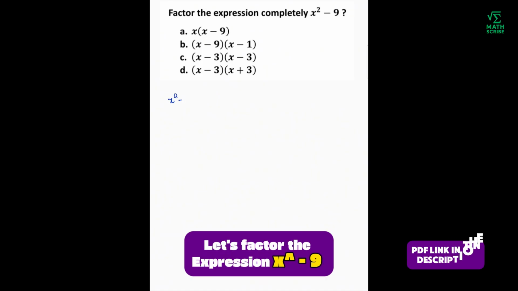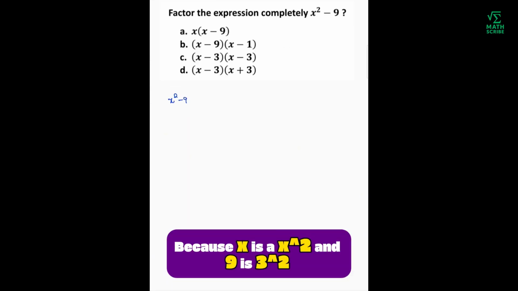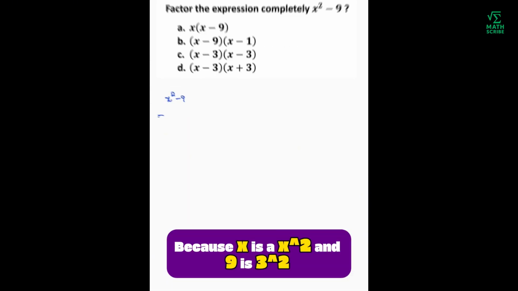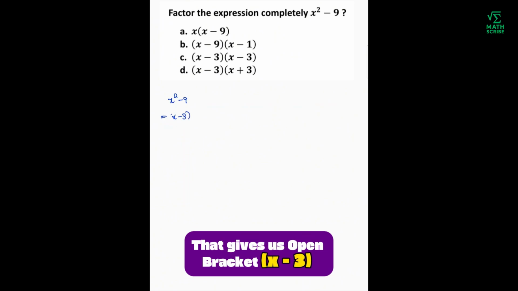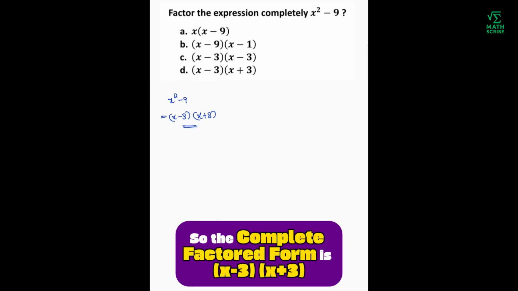Let's factor the expression x squared minus 9. This is the difference of two squares, because x squared is a square and 9 is 3 squared. That gives us open bracket x minus 3 close bracket times open bracket x plus 3 close bracket. So the complete factored form is x minus 3 multiplied by x plus 3.